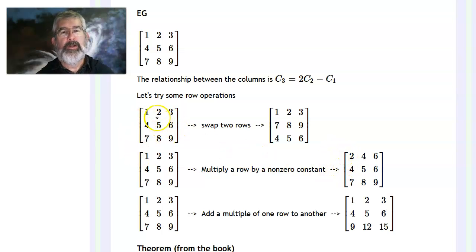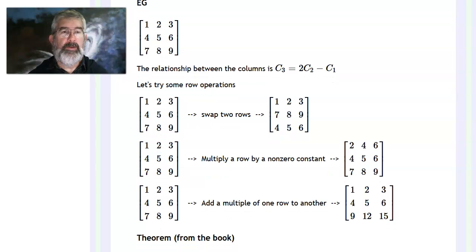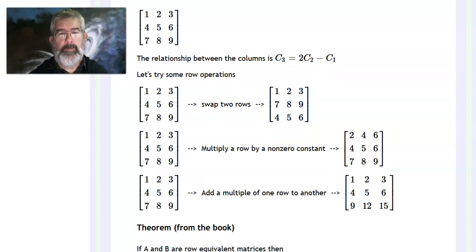You'd have to write a general matrix with the A11, A12, right, and then try each of these things and see what it does to the relationship between the columns. And the answer is it doesn't affect the relationship at all.